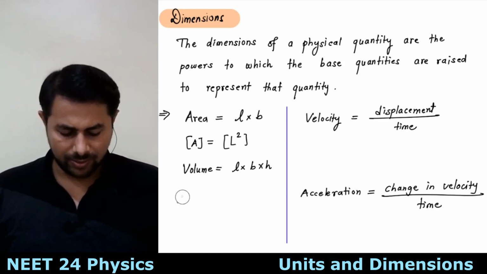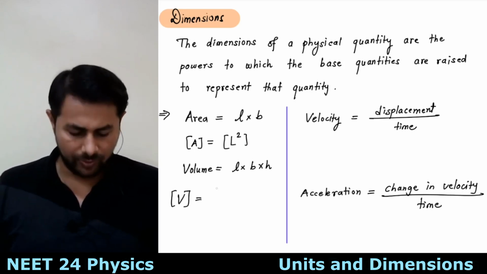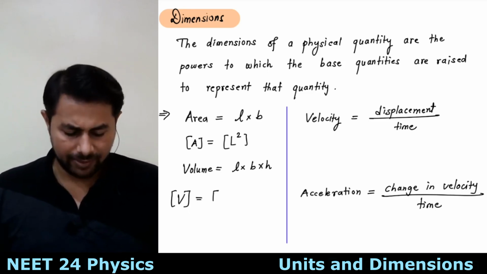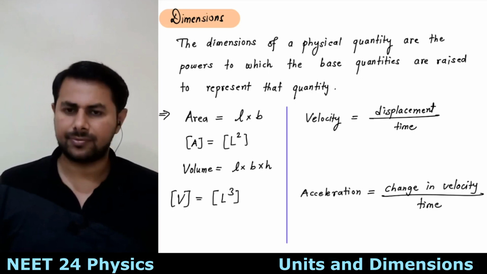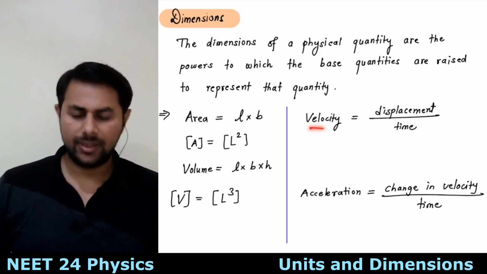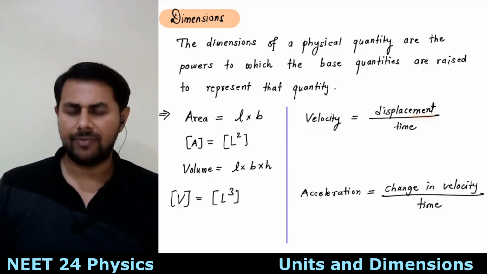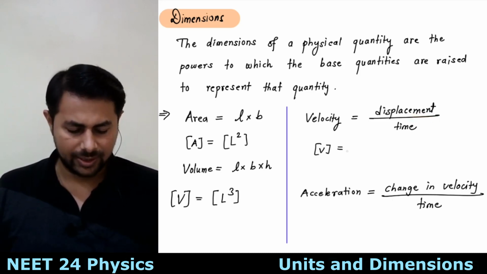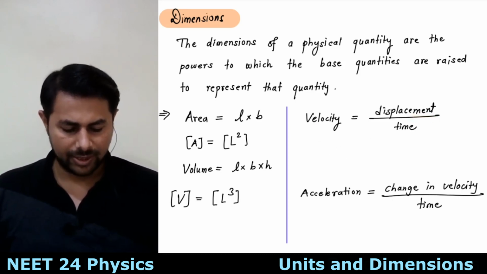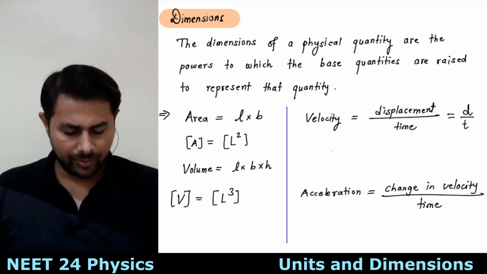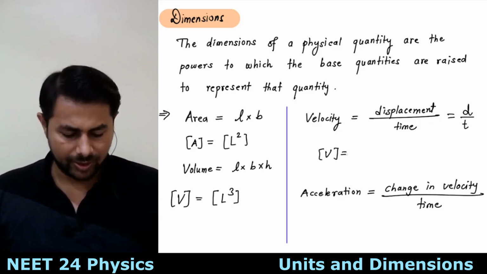Then similarly, what would be the dimensions of volume? If you think about any formula of volume, the length will come thrice, and that's why its dimensions are L raised to 3. Then next is velocity. What is velocity? Displacement divided by time. So velocity is length by time. Displacement is length, d by t.